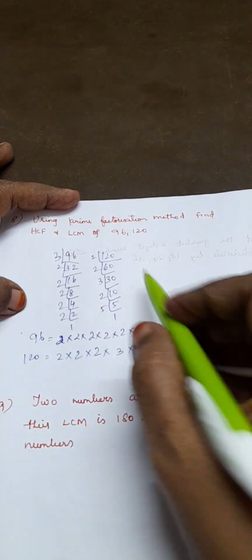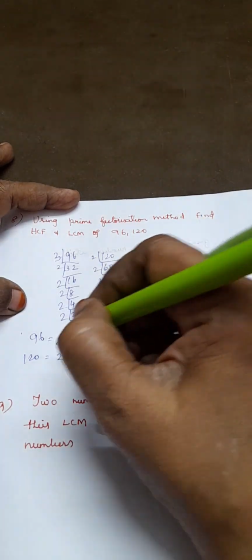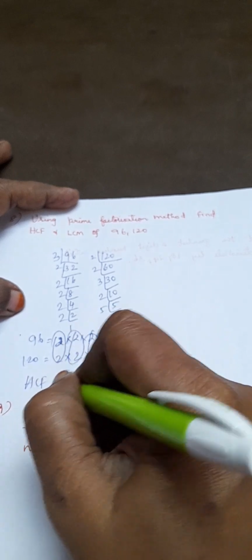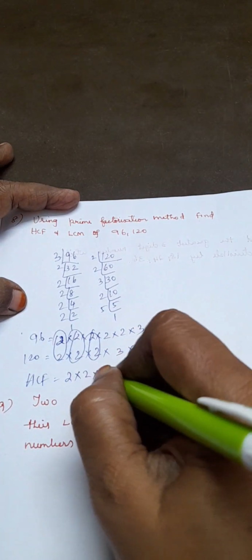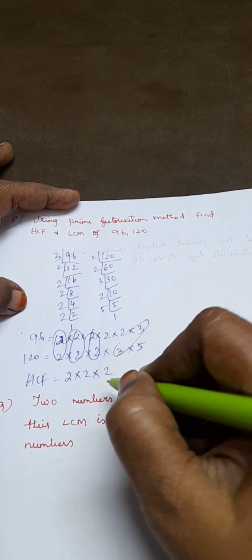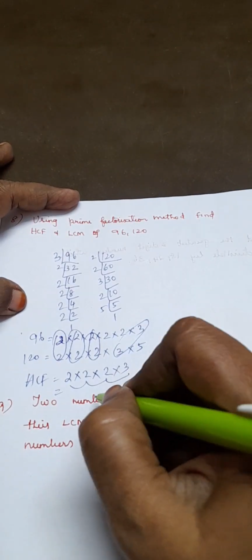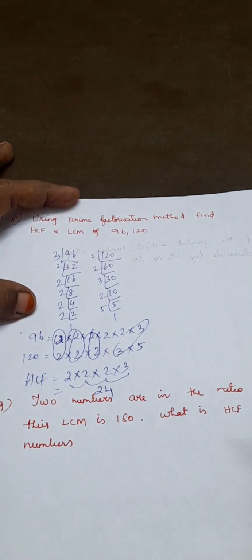While writing the prime factors, write them in ascending order, it will be easier, right? So HCF will be the common factors, right? 2 into 2 into 2 into 3, right? So 2 twos are 4, 4 twos are 8, 8 threes are 24, that is the HCF, right?